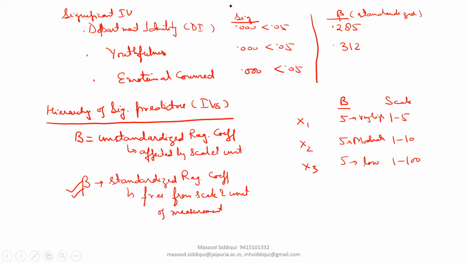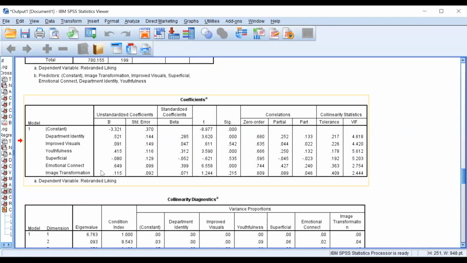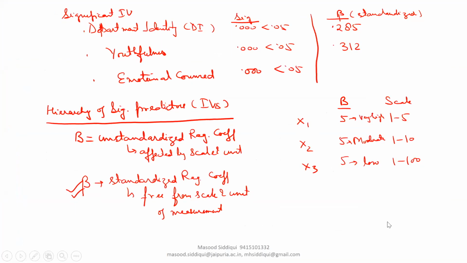And the third one is emotional connect. Let me show the output again. Here for emotional connect, beta comes out to be 0.399. This is the third value, 0.399. So as you observe, this is at number 1, this is at number 2, and this is at number 3.